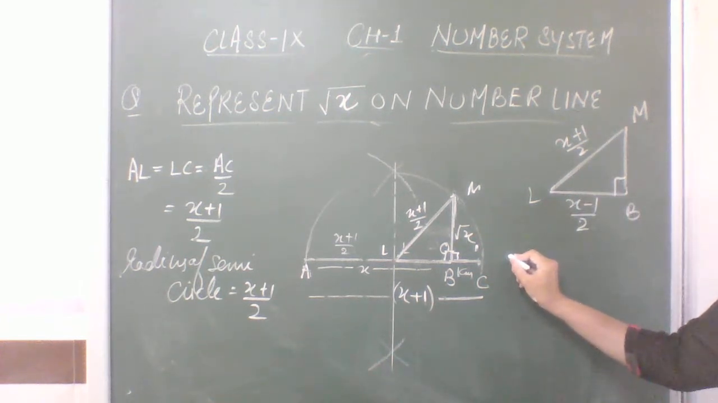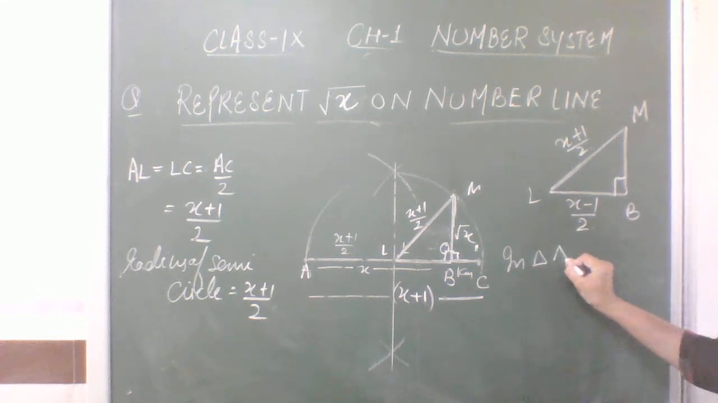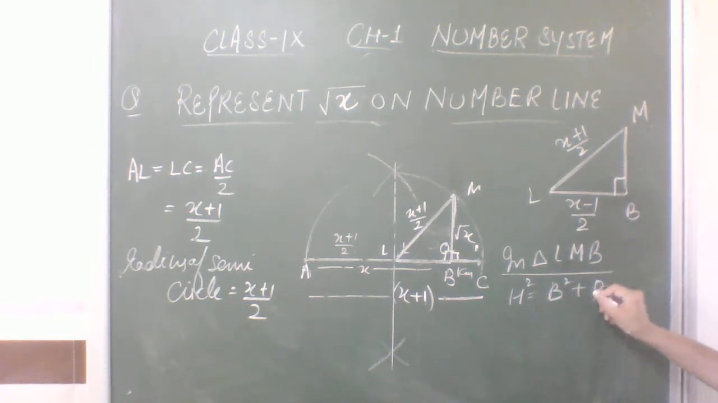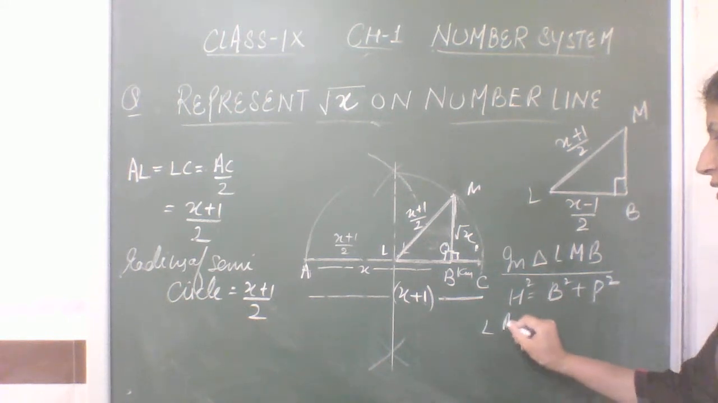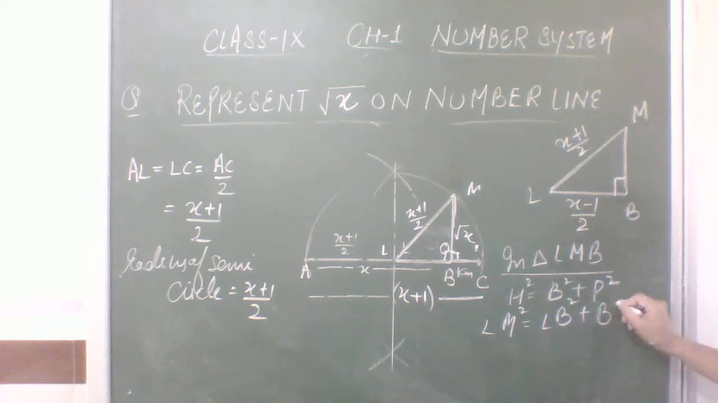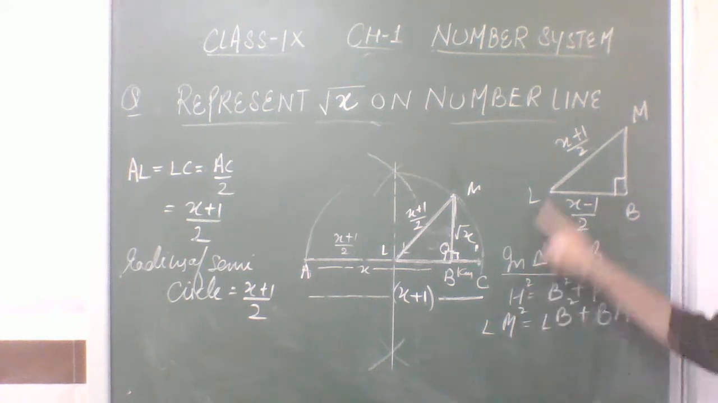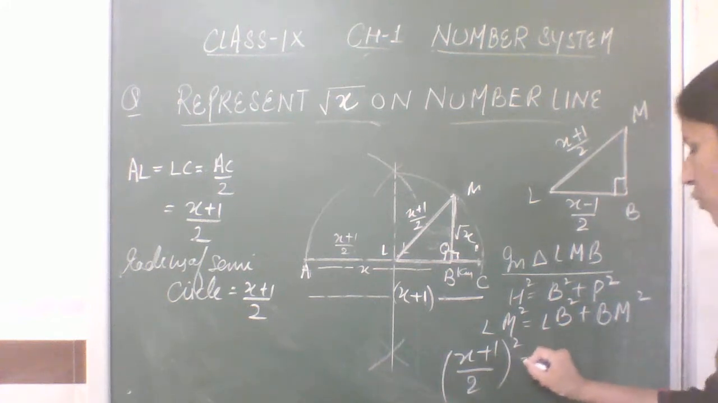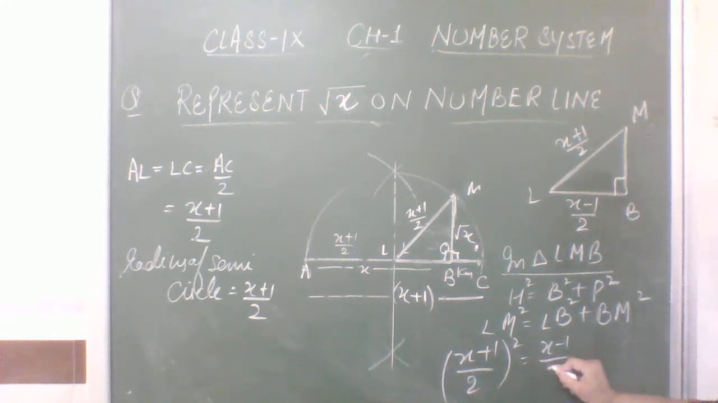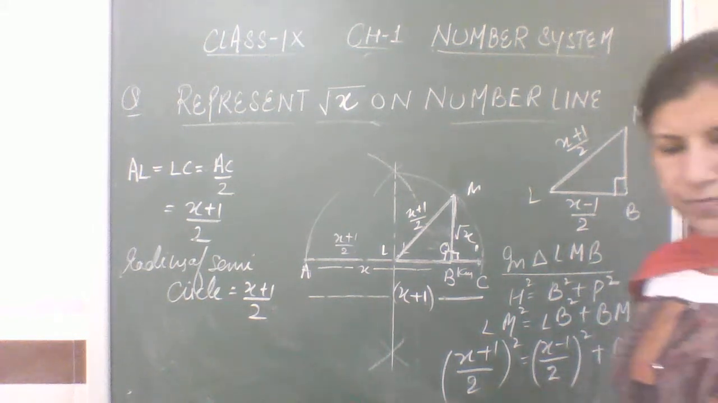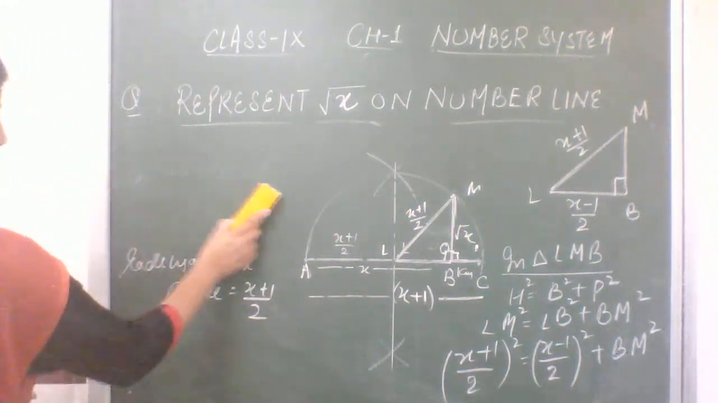As we know that in right angle triangle LMB, LM is our hypotenuse, square is equal to base square plus perpendicular square. Hypotenuse कौन सा है? LM square. Base is LB square and perpendicular is BM square. What is LM? LM is ((x plus 1) upon 2) whole square. What is LB? ((x minus 1) upon 2) whole square and BM square we have to find out. Now rest of the calculations I am doing here.